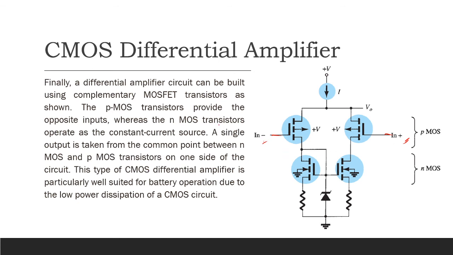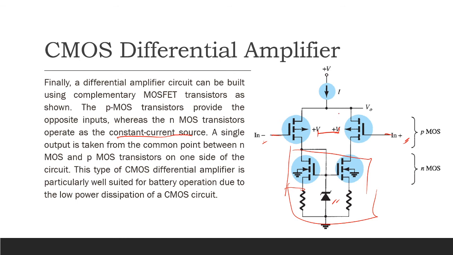Whereas, the NMOS naman dito provides your constant current source. So, ito namang nasa baba na to provides your constant current source. Na-discuss din natin to, di ba? Pero BJT yung gamit, a constant current source na merong Zener diode. So, a single output is taken from the common point between the NMOS and the PMOS. So, kinukuha natin yung output sa common point dito sa dalawang to.